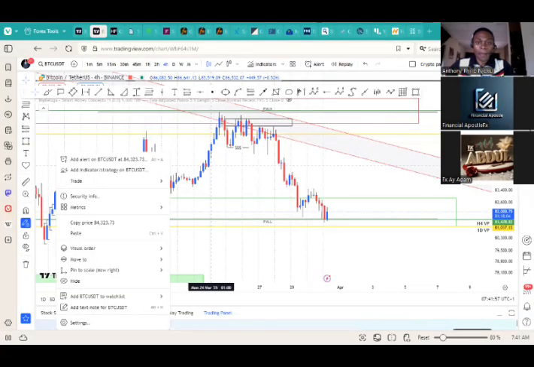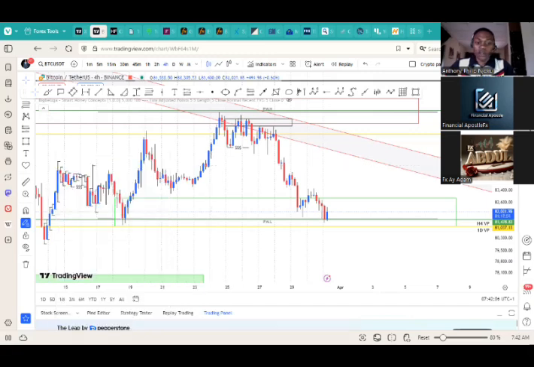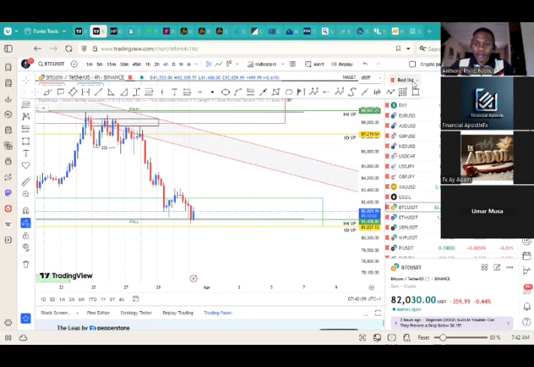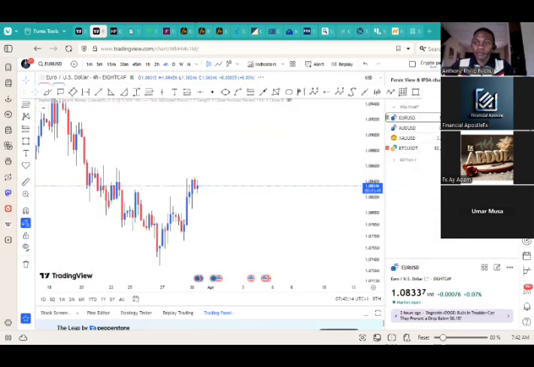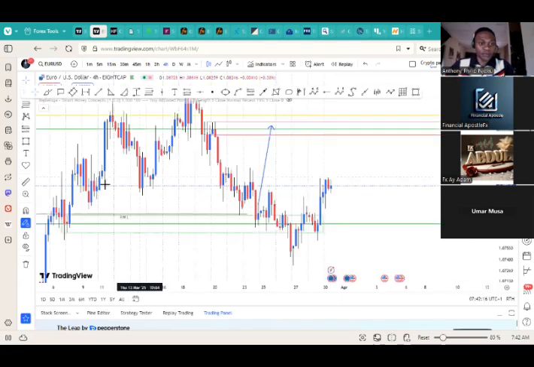So with that said, I'll share my screen right now so we can dive into the technical analysis before we round up with the fundamental analysis. Okay, fantastic. So we'll be looking at these pairs here.